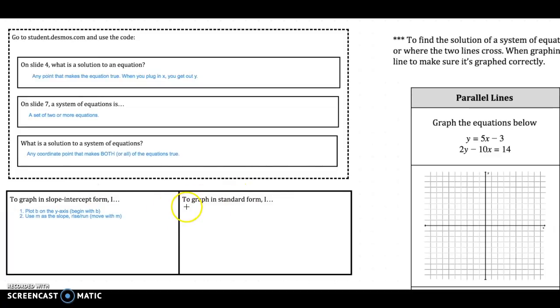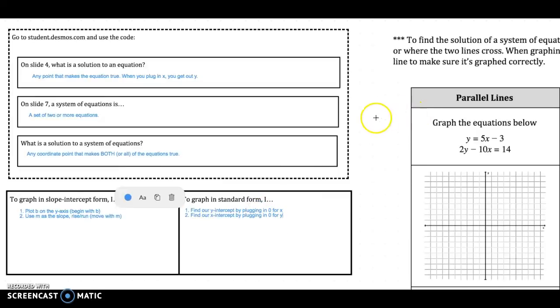We also talked about graphing in standard form or any other form besides slope-intercept. To do that, we want to find our y-intercept by plugging in 0 for x, and then finding our x-intercept by plugging in 0 for y. Those don't have to go in that order, but that's the concept. We want to find both of our intercepts and then plot them. So that's just a review from last unit.